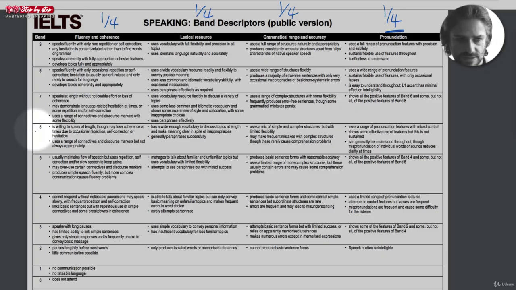Okay, now let's look at number 6. So it uses a range of pronunciation features with mixed control. Okay, so when it talks about pronunciation features, it's not just talking about getting the correct sounds of English, but it's also connected speech. It's also weak forms, things that we're going to be talking about in this course. And mixed control is sometimes you get it right, sometimes you don't get it right. But on average, it's understandable. Shows some effective use of features, but this is not sustained.